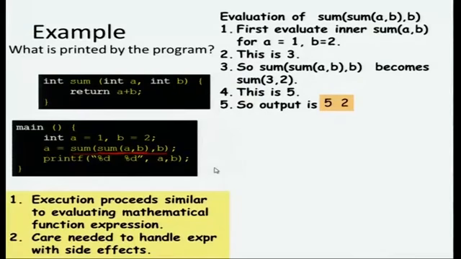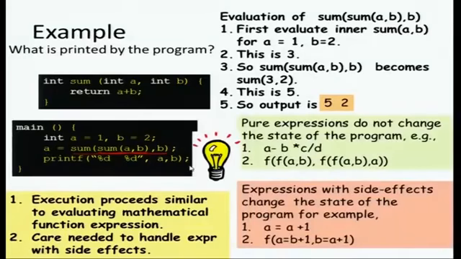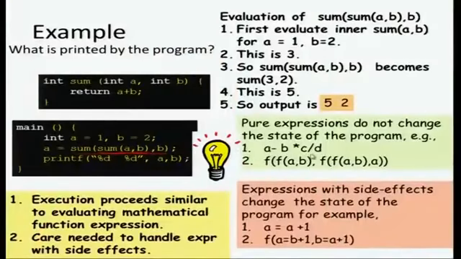This is similar to evaluating a normal mathematical expression. One thing that we need to take care of is to handle expressions with side effects. Now, what are expressions with side effects? Let's classify expressions into two kinds. One is what are known as pure expressions. They are the normal mathematical expressions like a minus b star c slash d and so on. Similarly, evaluating functions normally does not have any effect other than returning you the value. They will be correctly evaluated and they will return some value. Other than that, they have no effect.